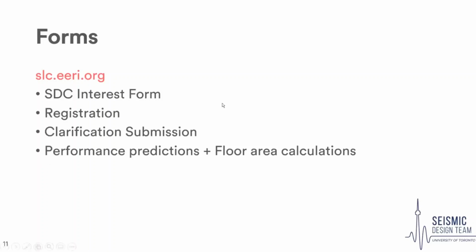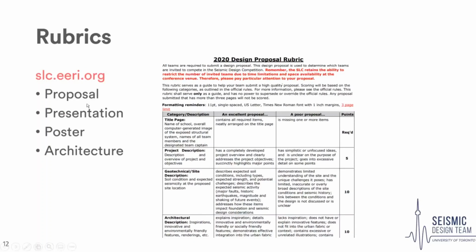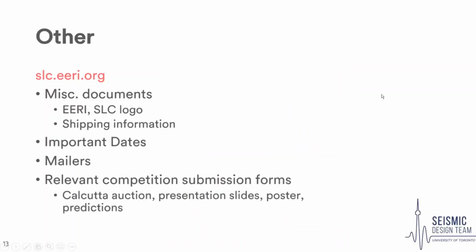They also have all the rubrics, so for your proposal, your presentation, your poster, and for architecture. And they kind of just look like this for each one. Highly recommended to read through them when you're doing those various things, because they'll literally just read the rubric and give you a mark based on that. And you can see here why they gave you those 2 geotechnical reports, because part of the proposal is a geotechnical/site description.